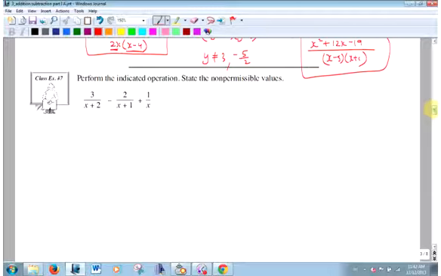Let's leave the fun one till last. Three different fractions. Any idea what your lowest common denominator is? x plus 2 times x plus 1 times x. How many times does this go in there?